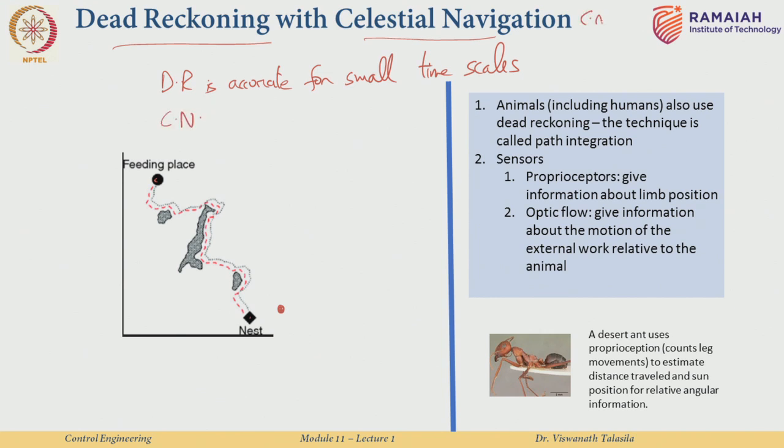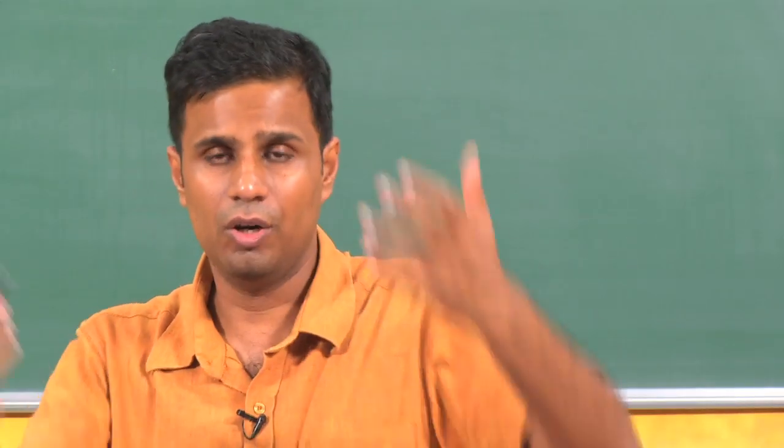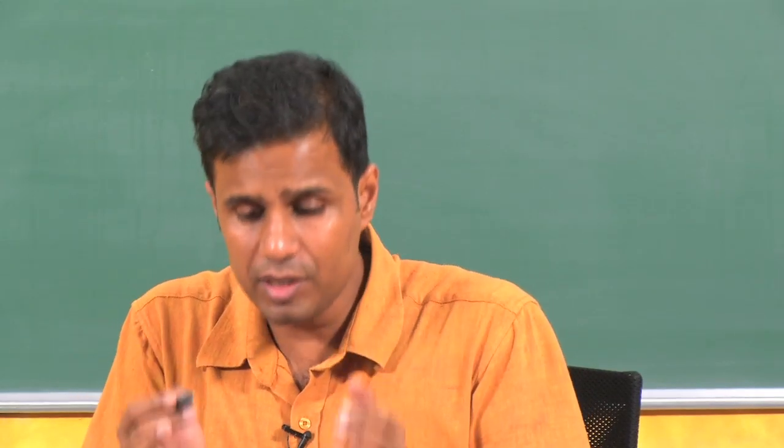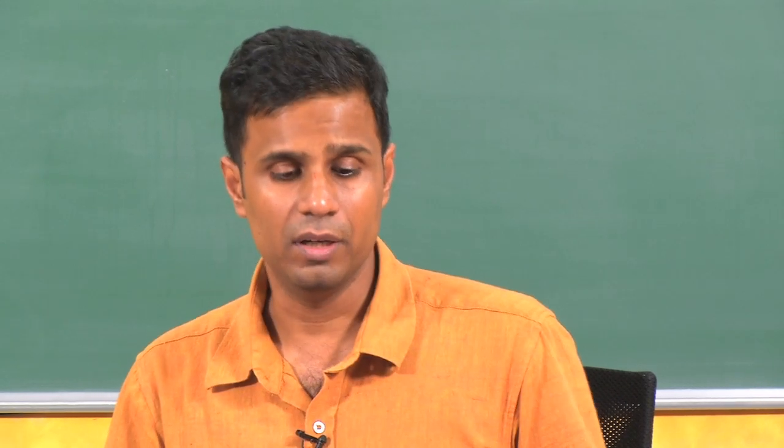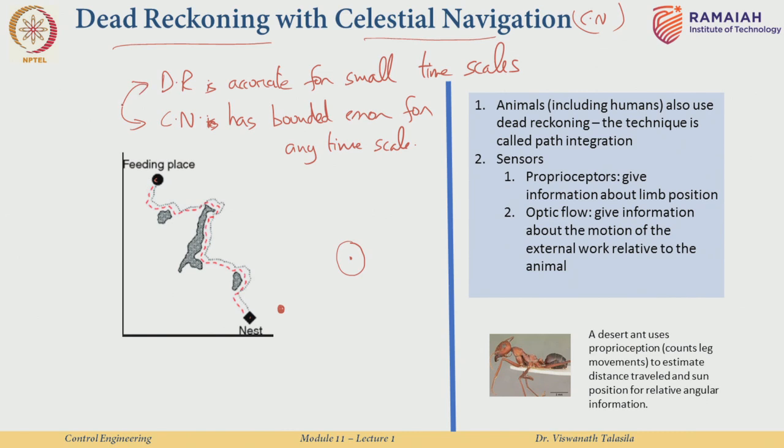Celestial navigation has bounded errors for any time scale. So even if I navigate for 1 hour, 10 hours, 100 hours, 200 hours, 1 year, I know that my error will always be bounded. We've seen that in the previous slide. If I'm able to see the correct stars or any such thing, I will always know reasonably well where I am. It will not be perfect, but it will be reasonably well. So when you combine dead reckoning with celestial navigation, you can get the accuracy at the small time scales, and you will always make sure that you don't have unbounded error, which is a common feature of dead reckoning through drift for any time scale.